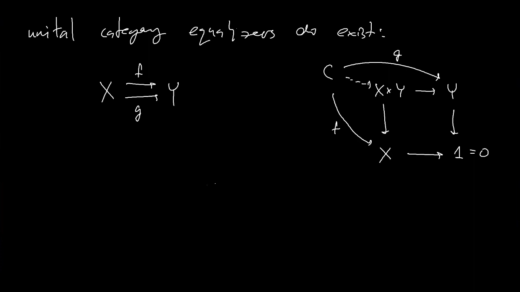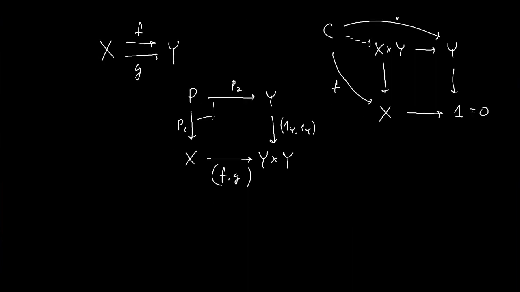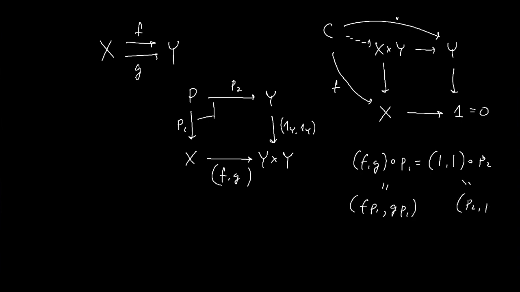And once I know that products exist, then I can get the equalizer by the following pullback. I'll take Y cross Y, and the diagonal Y to Y cross Y given by identity and identity. And here I'll take the map given by F and G. This pullback, which I know exists because it's a unital category, will have the pair (F, G) composed with P1 equal to the diagonal composed with P2. But the left side is just the pair (F P1, G P1), and the right side is the pair (P2, P2). So I get that F P1 equals P2 and G P1 equals P2. So F P1 and G P1 are the same. So P1 is the equalizer.